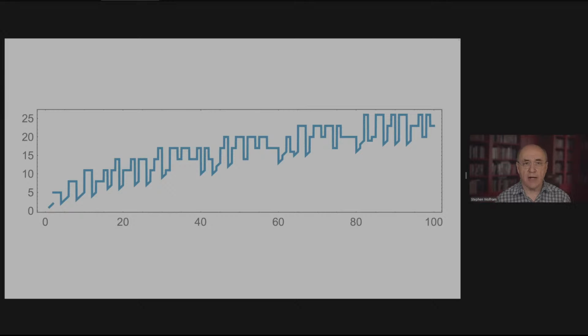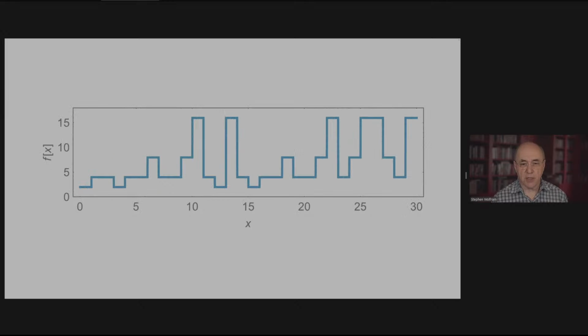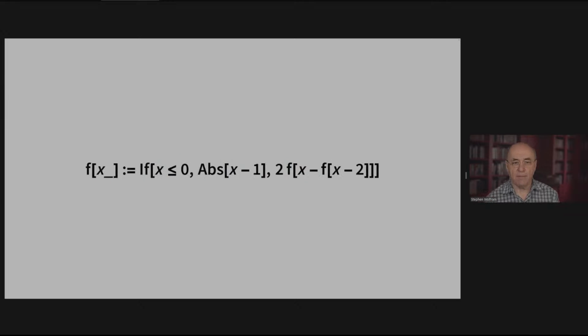With the initial condition f of x equals 1 for x less than or equal to 0, one gets the same result as in the discrete case. But if one uses the initial condition f of x is abs of x minus 1 for x less than or equal to 0, and the abs of x minus 1 is needed to avoid ending up with f of x depending on f of y for y greater than x, one instead has this form here.